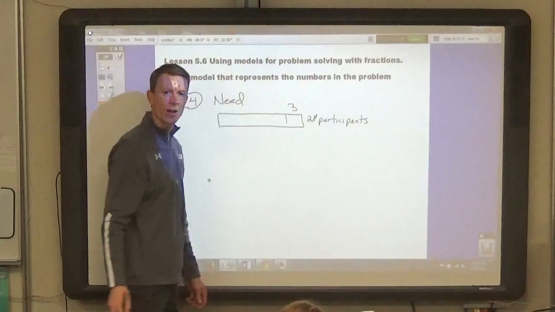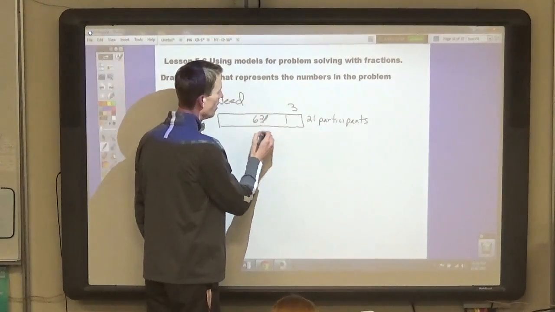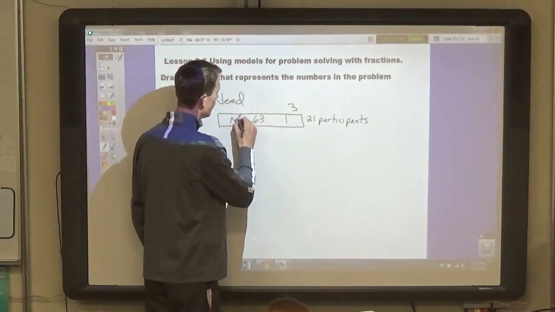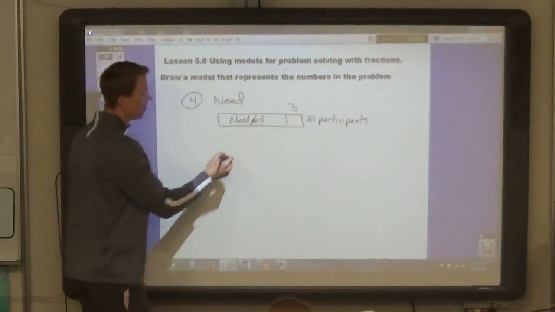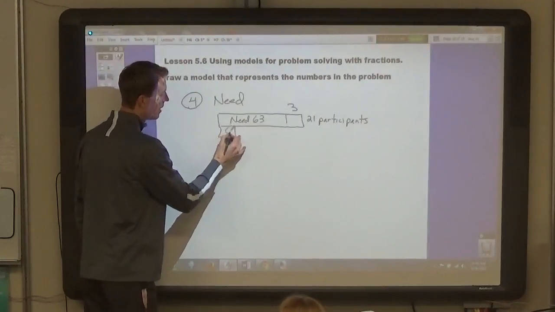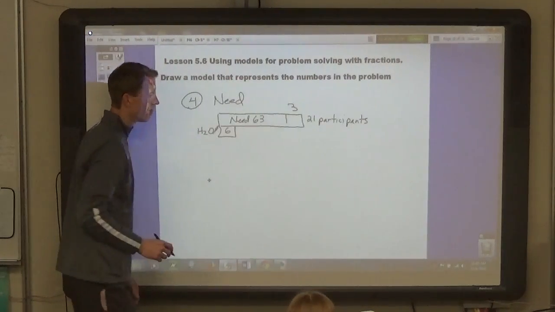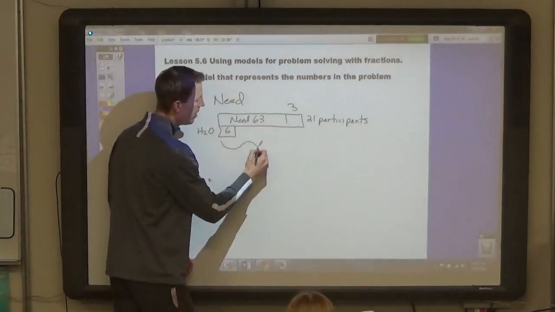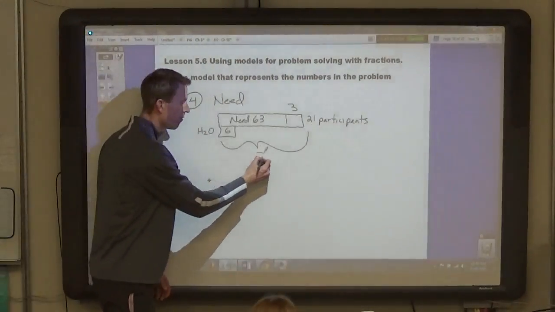Three times 21, right? 63. We need 63, right? And each pack is a 6-pack of water bottles. So how many do we need for each one? That's what we're trying to find, right?